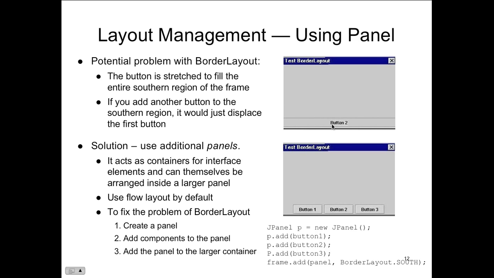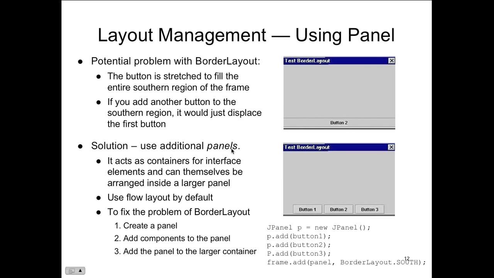But here we have one button. If we had two buttons and we were going to use a border, then it would be back to back, and there would be no space in between the buttons. It would just be border to border. So the button is stretched to fill the entire southern region of the frame because we put the border at the bottom. We said so at the location. If you add items to the southern region, it will just displace the first button and make room for the second and go border to border.